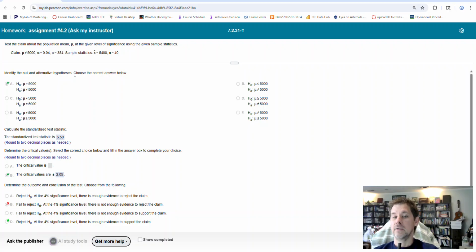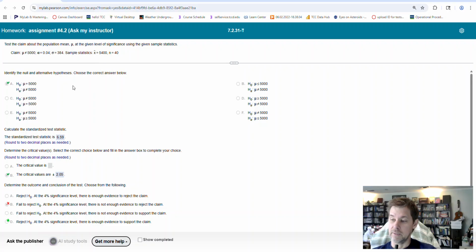Okay, but here's what we're given. Somebody makes the claim that the population mean is not equal to 5,000. Okay, that's just a claim. By itself it has nothing to do with hypothesis testing, but that's the claim that's given. We're given some other information that we would use to do a hypothesis test, and we can proceed like this.